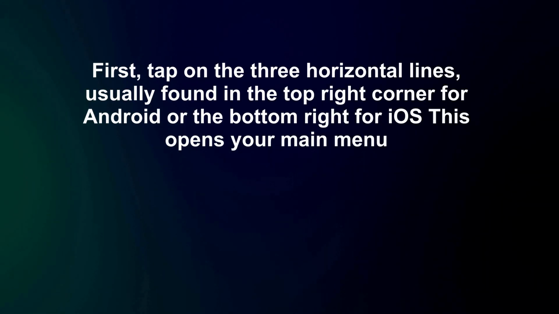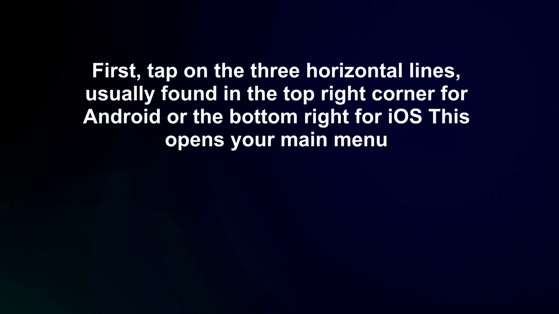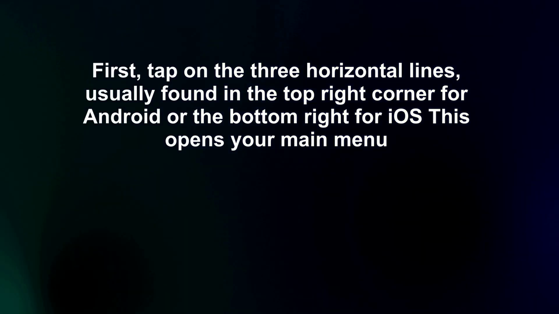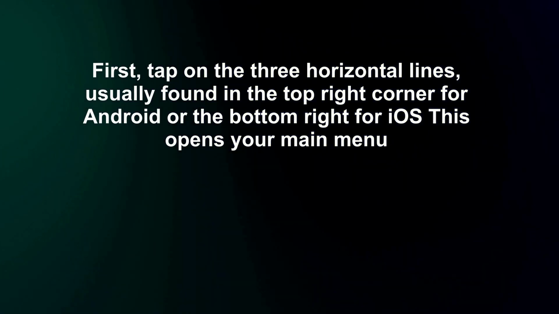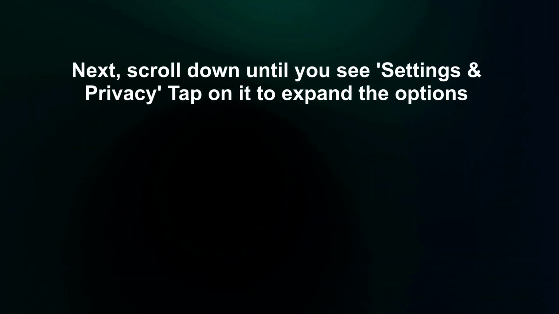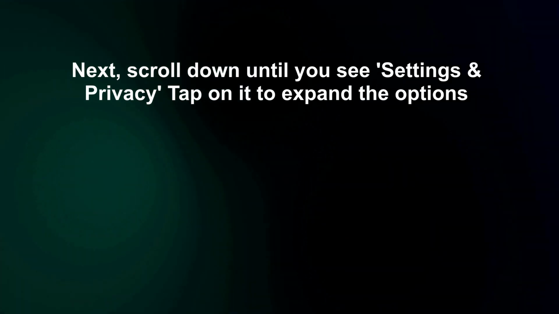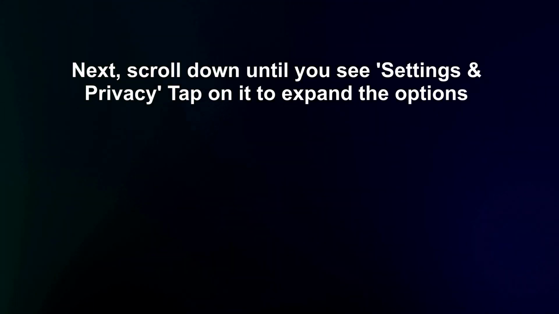Let's dive in. First, tap on the three horizontal lines, usually found in the top right corner for Android or the bottom right for iOS. This opens your main menu. Next, scroll down until you see Settings and Privacy. Tap on it to expand the options.